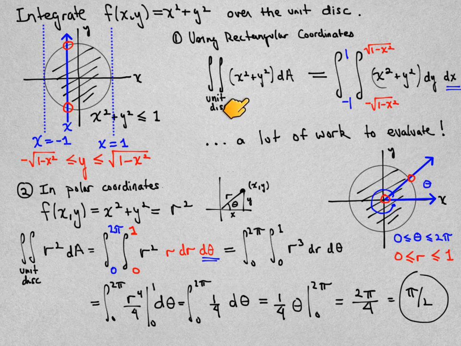If you have an opportunity, try doing it this way and compare. The polar form is exploiting the natural symmetries that this unit disk has and that this function has, and it's taking advantage of that to do things in a much more effective way.